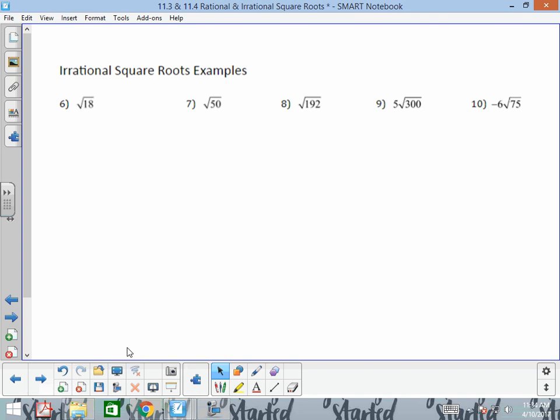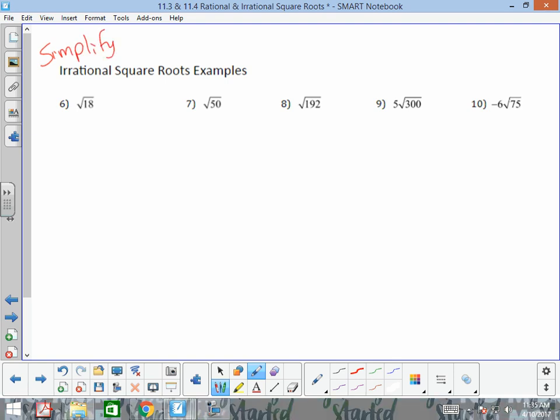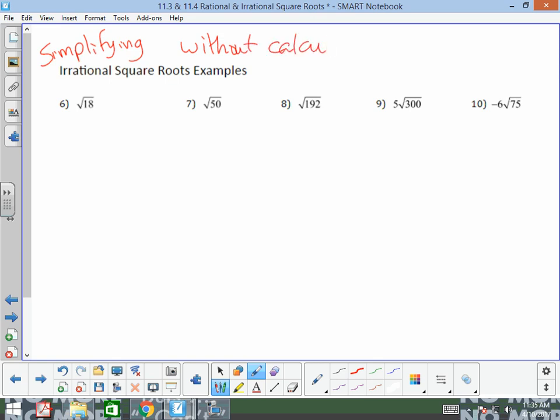Okay, in this video, video number 2, we are going to be looking at simplifying irrational square roots without a calculator. So no decimal answers. First of all, irrational means when we take the square root of 18, there's not a number times itself that is 18. So irrational means you can't get a whole number, you can't get an integer, when you take the square root of 18.